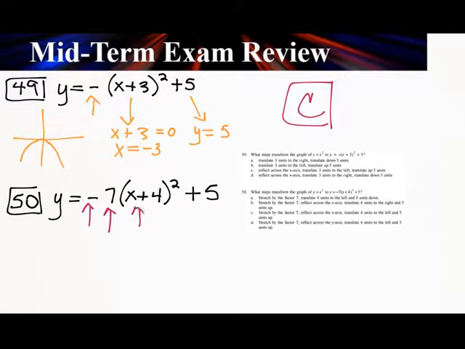It's going to move left 4, and then it's going to move up 5. So we need a reflect across the x-axis, stretch by a factor of 7, translate 4 units to the left, and 5 units up. In this case, the answer again is C.